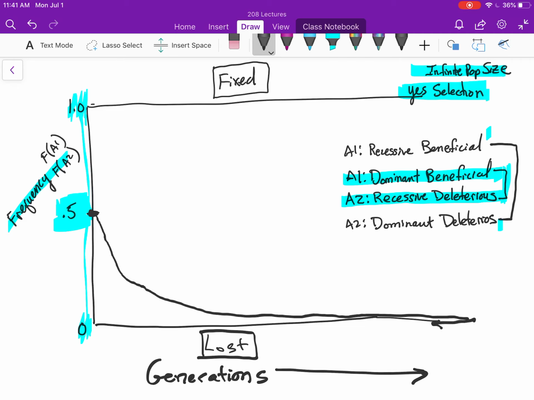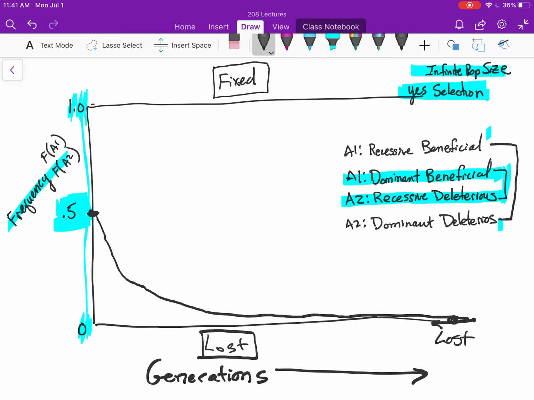Now, people have asked me, does it ever go to complete loss? The answer is it does, as long as the population isn't truly infinite. Truly infinite, it just goes on forever, getting closer and closer and closer. We can go down here and say it gets lost after many generations.